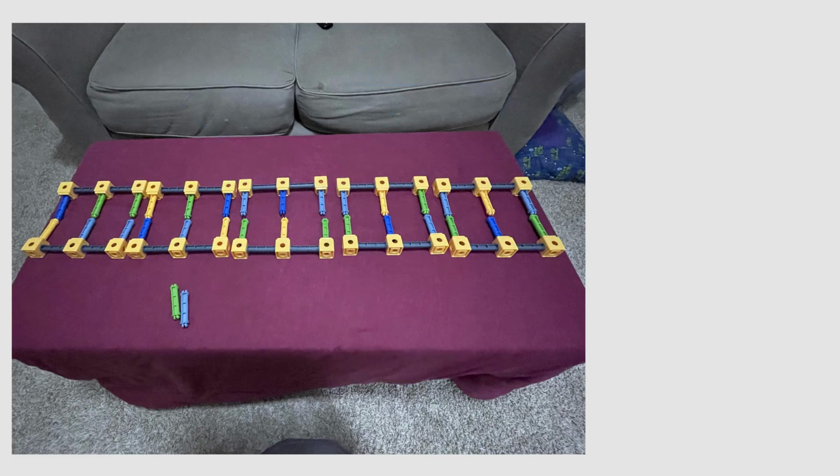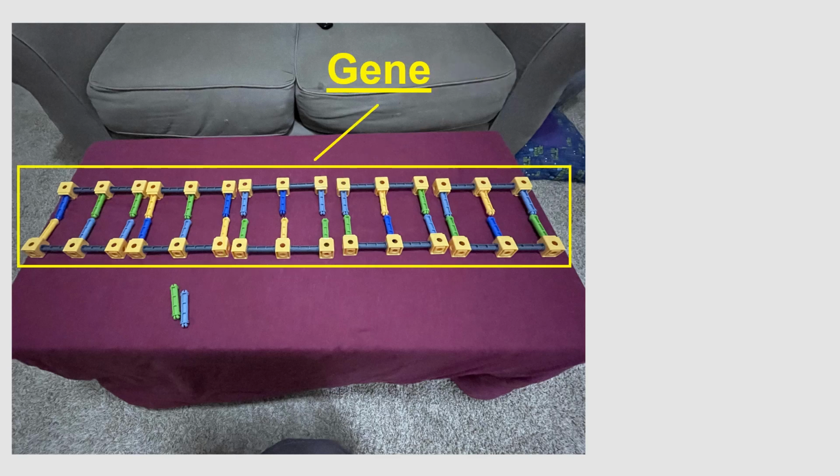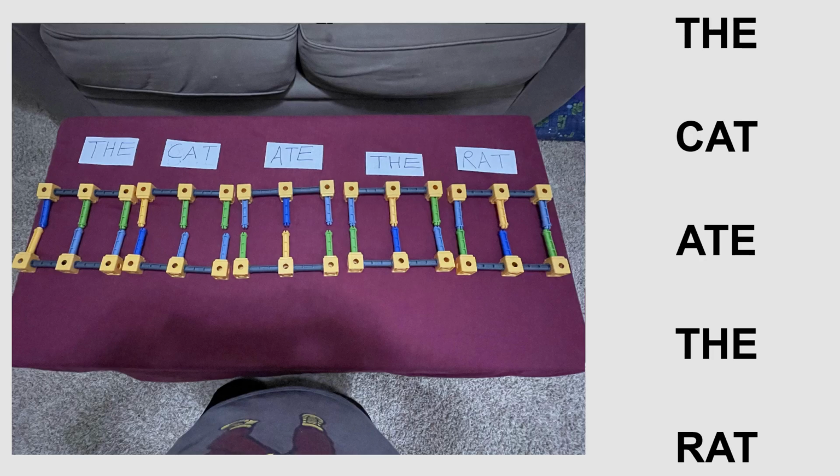3 of these pairs grouped together is called a codon. A codon is the core of genetic transcription. Each codon tells the ribosome which protein to assemble and how to put these proteins together. A chain of these codons is called a gene. This allows the cells to maintain themselves and create new things. To visualize this, we are going to use a sentence. The cat ate the rat.